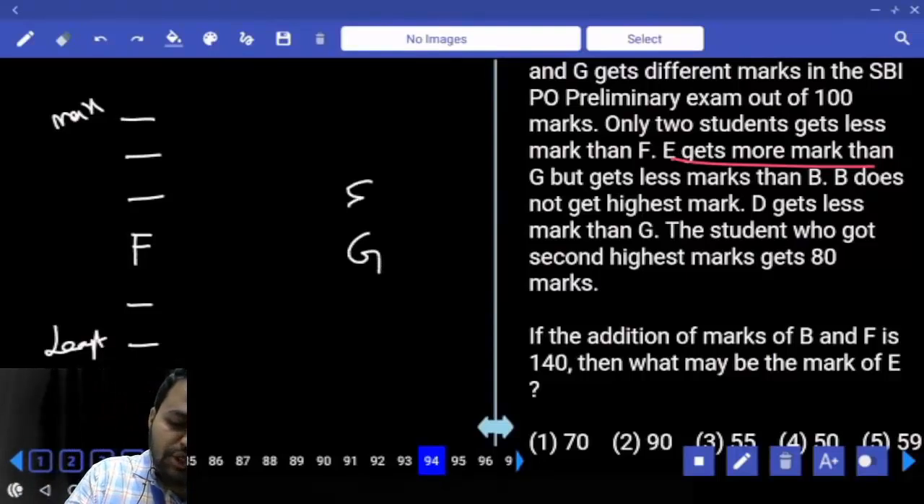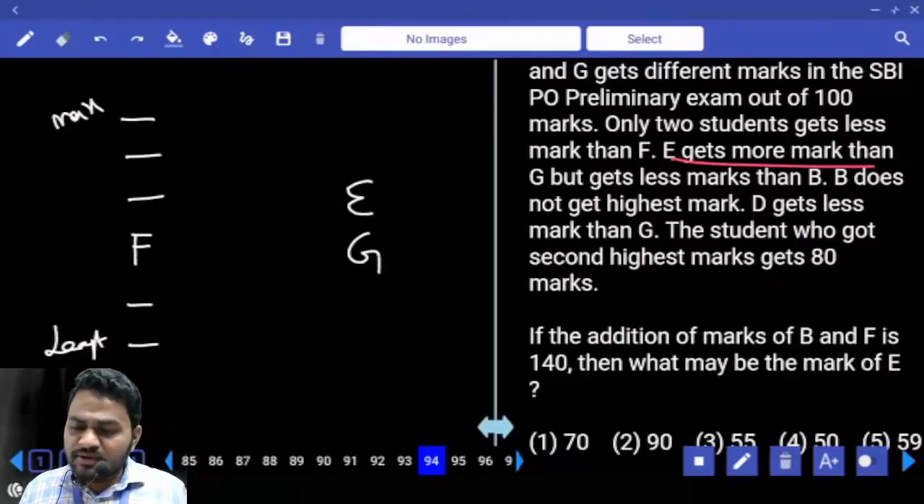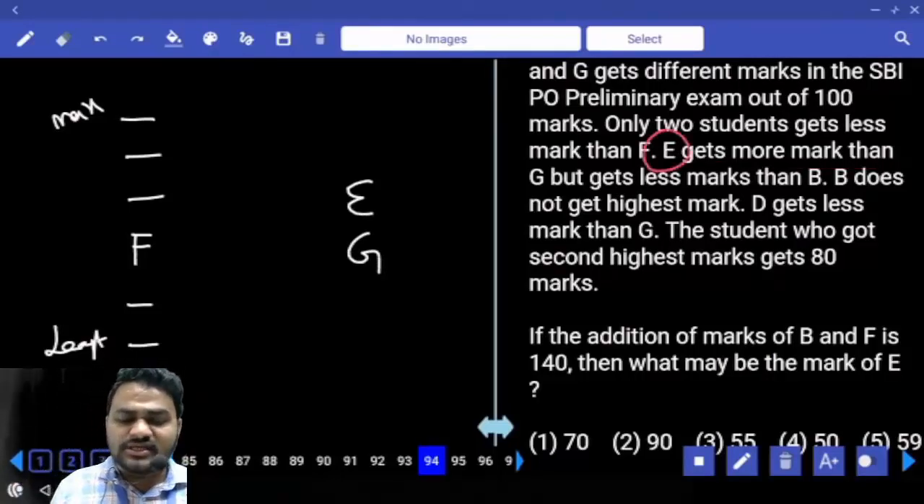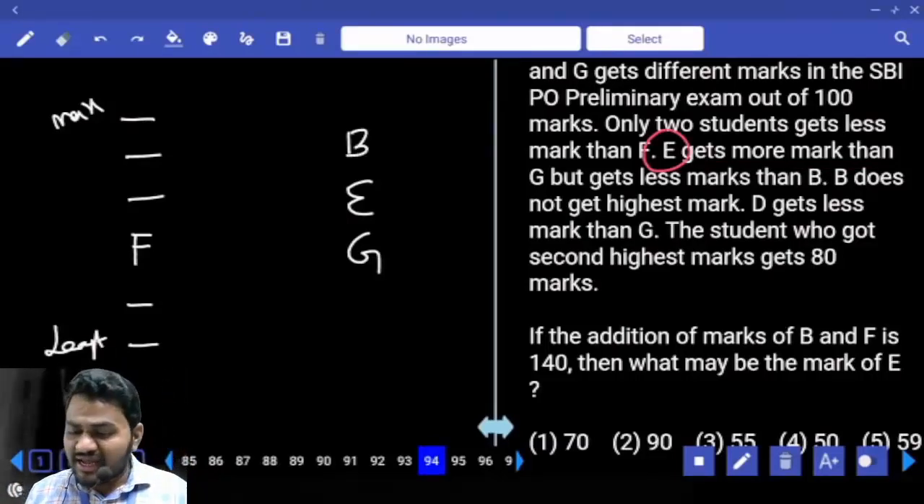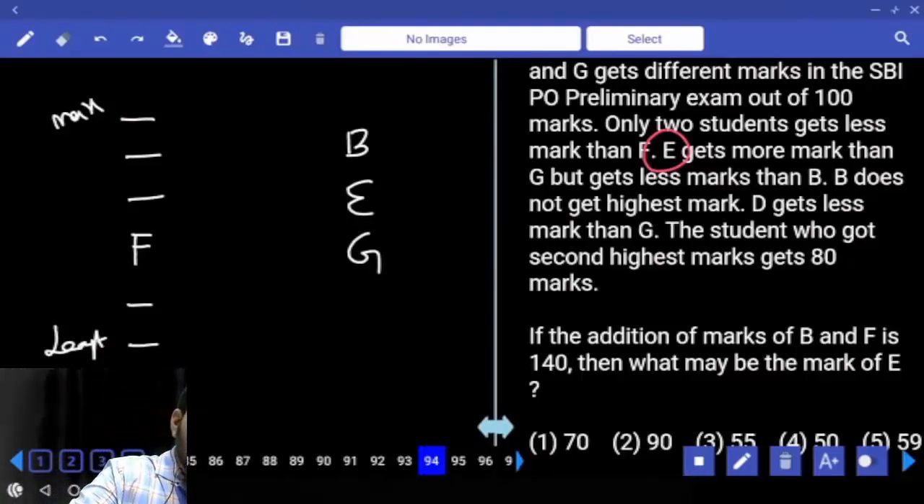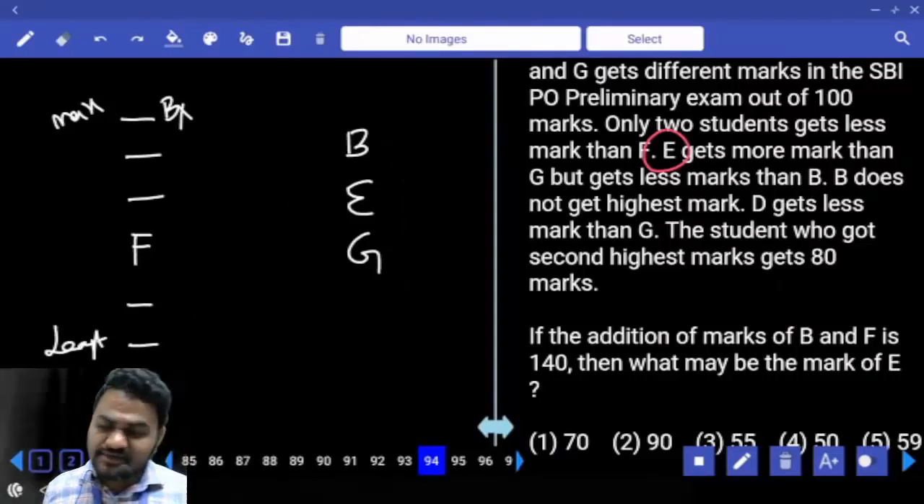Comparatively, E gets more marks than G, but E gets less marks than B. Next, B does not get the highest marks. This is not the place for B. B does not get the highest marks, but these are 4 places, and we have only 3 letters here.